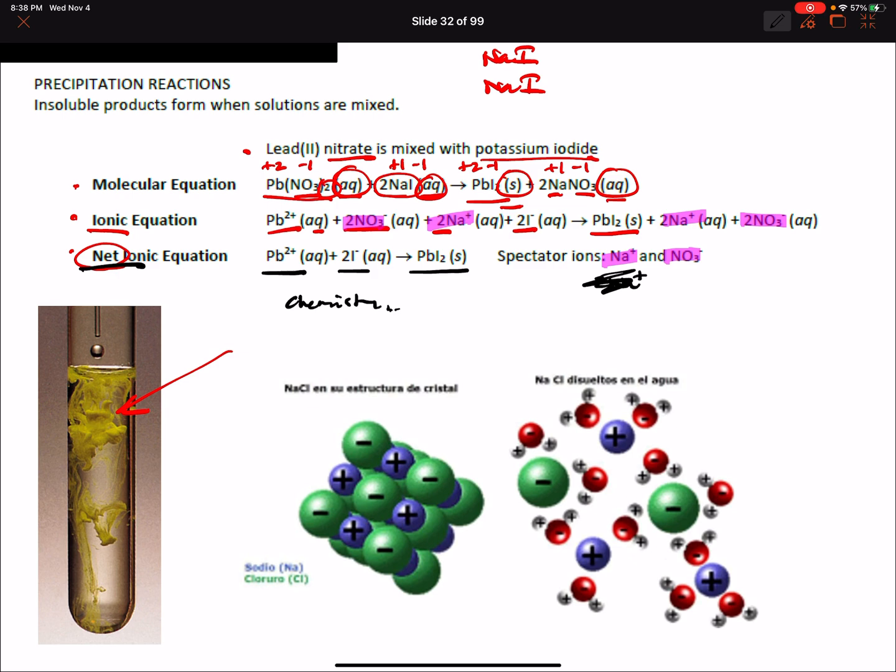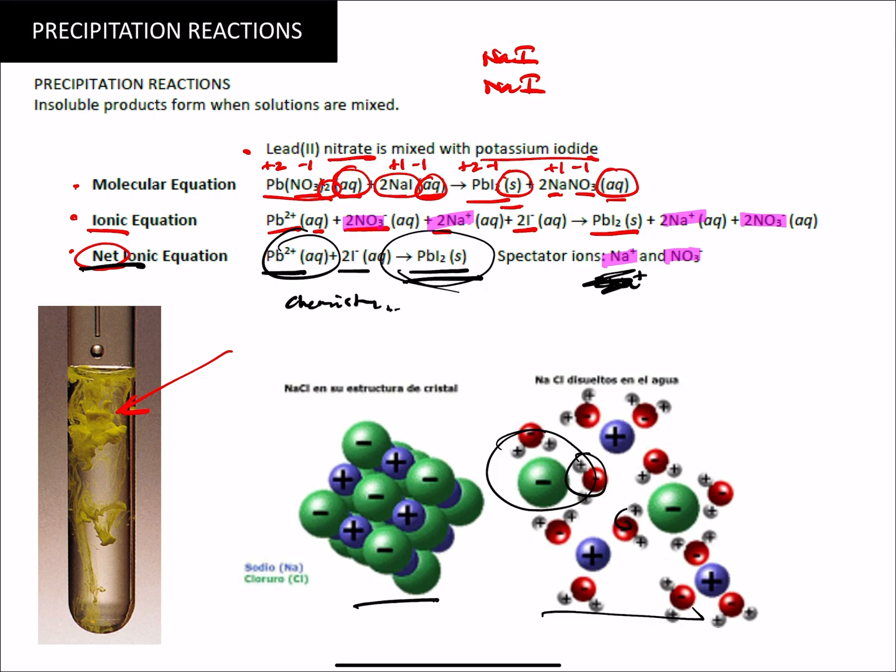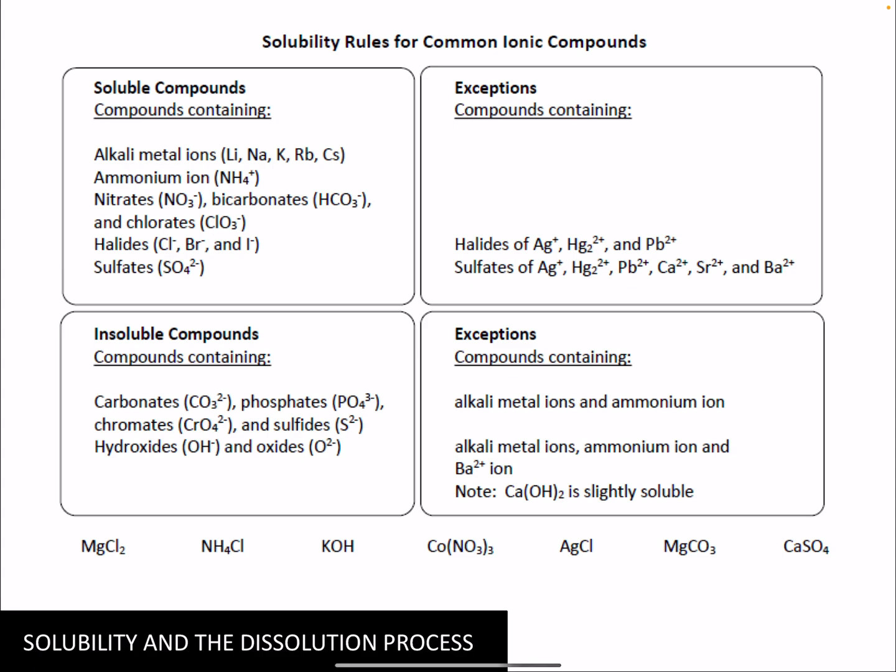We'll talk more about solubility, but one thing we have to know is what's going to be insoluble. How do we predict if something's going to be soluble and aqueous or insoluble and solid? It has to do with lattice energy and solvation energy, how well the ions interact with water. We have some so-called solubility rules for predicting whether something's going to be soluble or insoluble. Let's start down here. Carbonates, phosphates, chromates, sulfides, hydroxides, and oxides are usually insoluble.